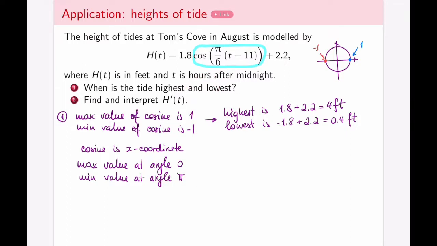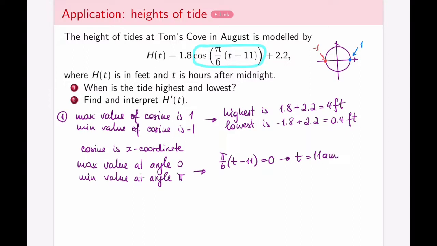So maximum value at angle 0, minimum value at angle pi. So what am I going to have? My angle on the inside for the maximum value has to equal 0. So I can set pi over 6 t minus 11 to be 0 and then solve for that. Now this is not going to be too difficult. I can see that t is in fact 11, and t is hours after midnight, so I know that this is 11 a.m.